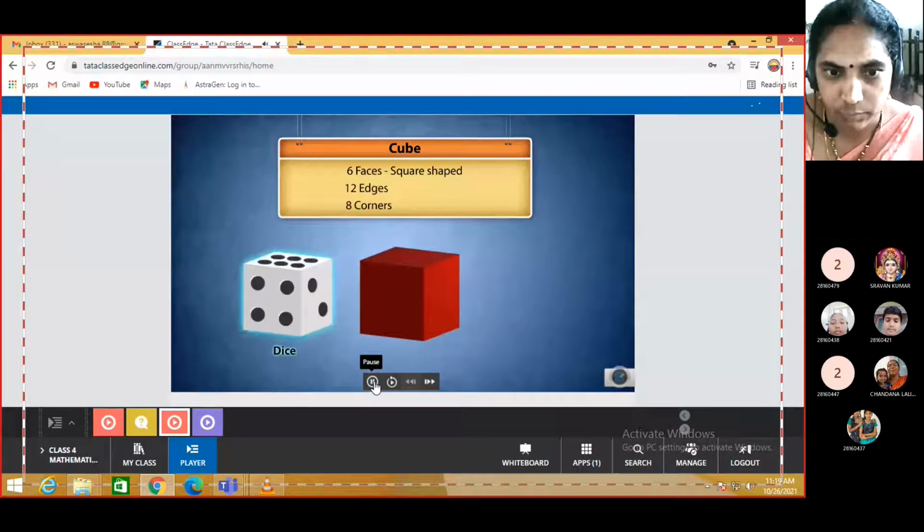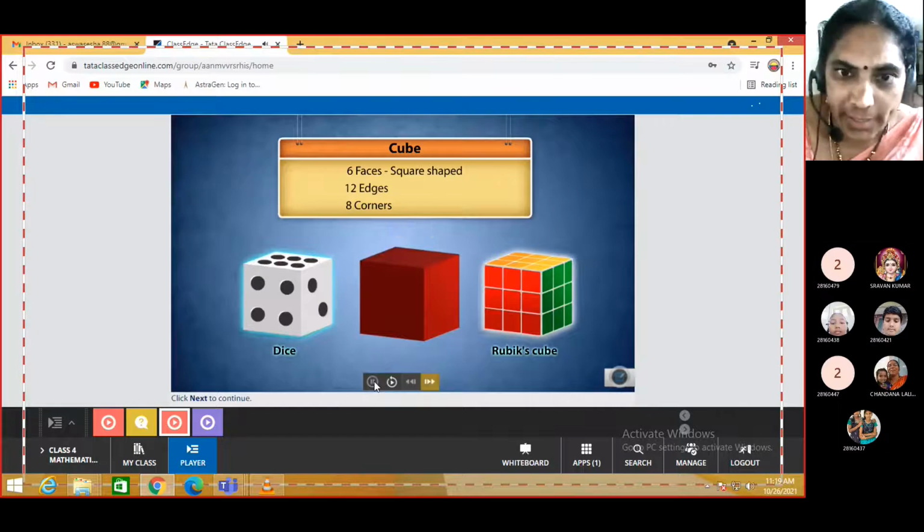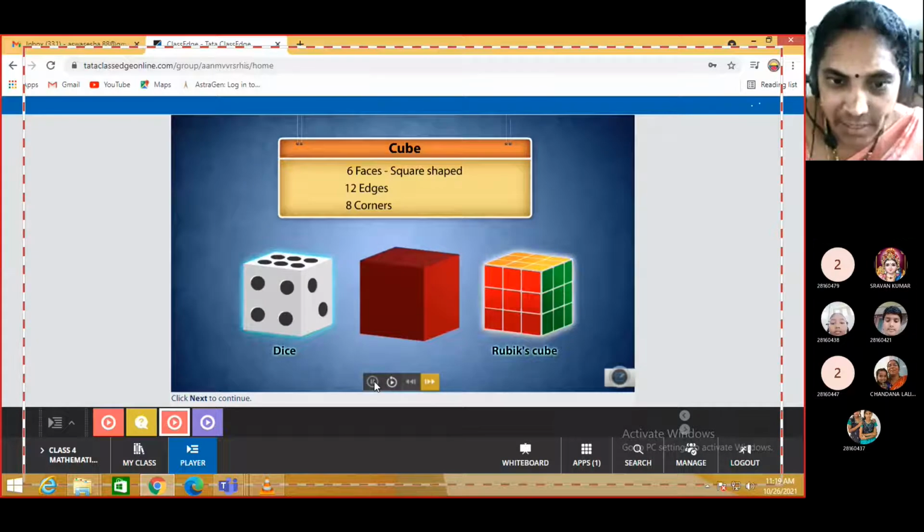We saw that a dice is shaped like a cube. Can you think of any other object that is cube-shaped? Well, have a look at this Rubik's Cube. Yes, a cube has 6 faces. All the faces resemble square shape. It has 12 edges and 8 corners. Examples for this cube are dice and Rubik cubes.